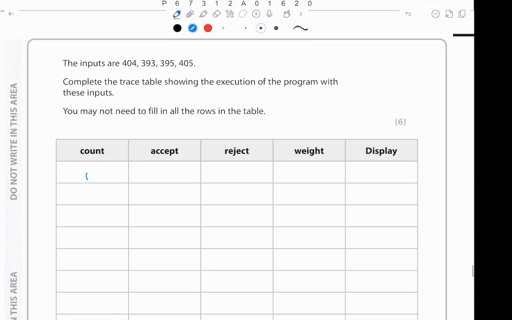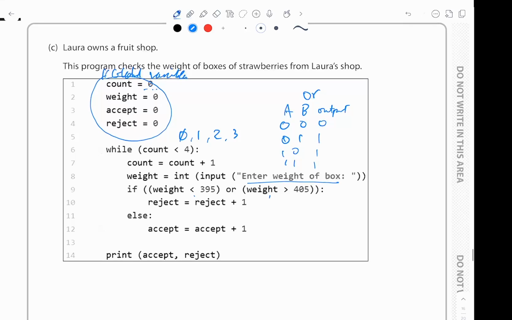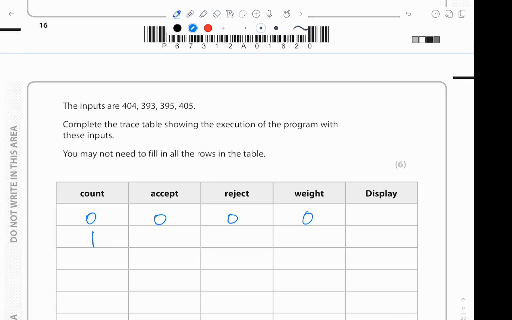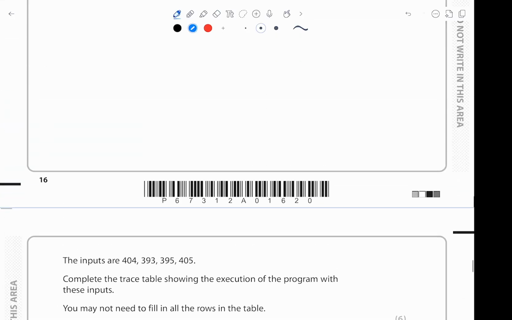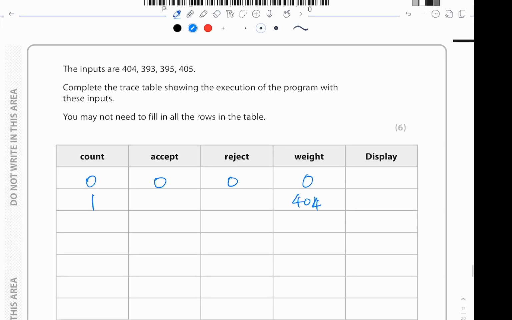So we're going to start off with count being 0. These to start with are all 0. Next, we're going to have count as 1, and the weight is being given as 404 because the count gets updated first. Remember, the count gets updated first. So 404. In fact, you could probably save time and literally just put these in order.